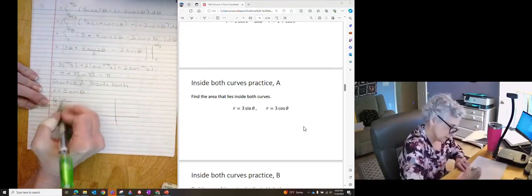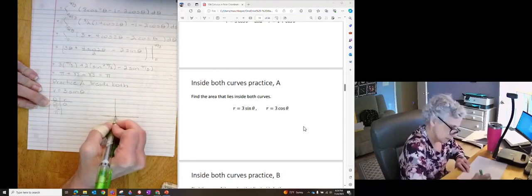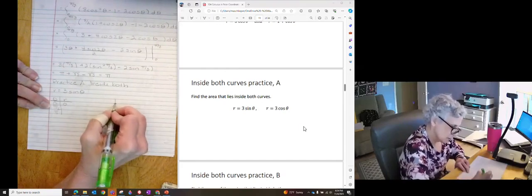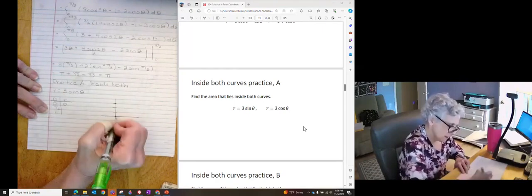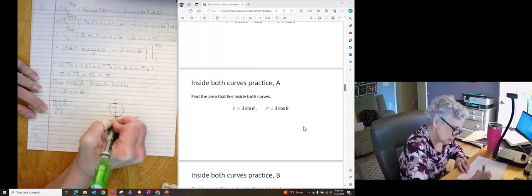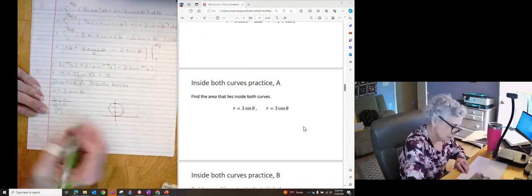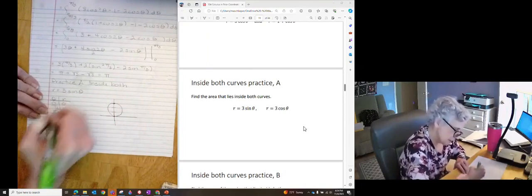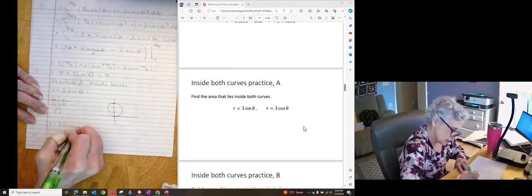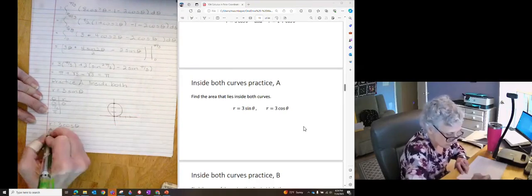So theta is equal to 0, I'm at 0. Pi halves, I'm at 1, 2, 3. And then at pi, I'm back to 0. So here's my little circle, kind of like a circle that lives above the axis. And then for r equals 3 cosine theta, we know exactly what that looks like. We drew it a moment ago.